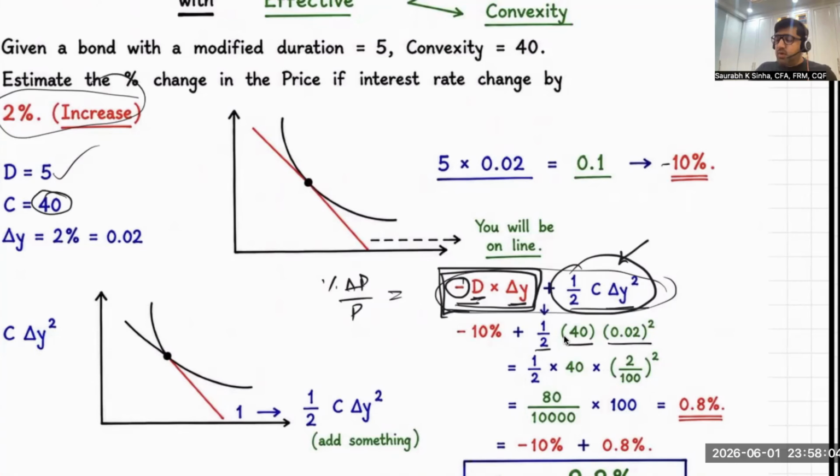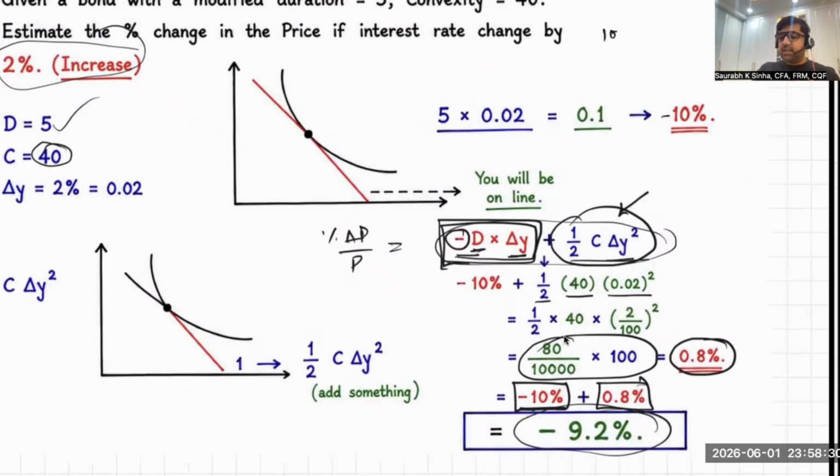Change in interest rate is 2%, 0.02 raised to the power 2. If I solve this, I'll get the value 0.8. So minus 10% is because of the duration and 0.8% is because of the convexity. The net change, if the current bond price would be say 1000, you will do the calculation and say that it will change by $98 or INR in absolute terms.